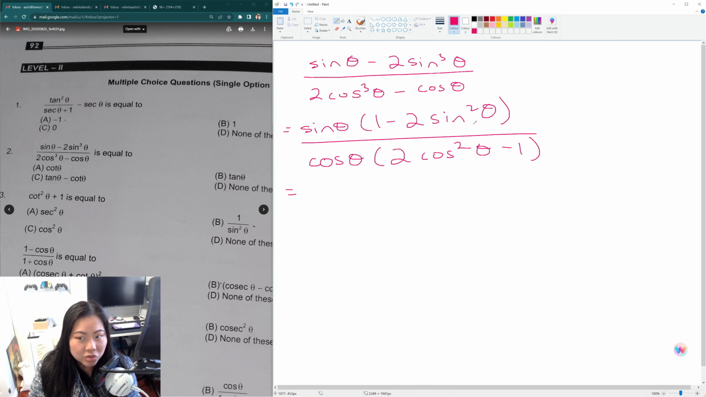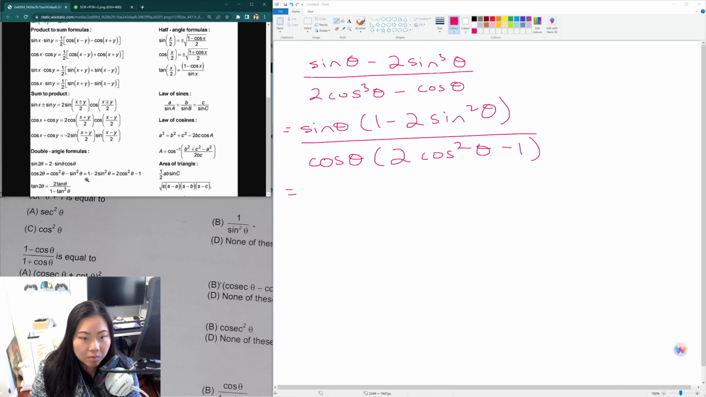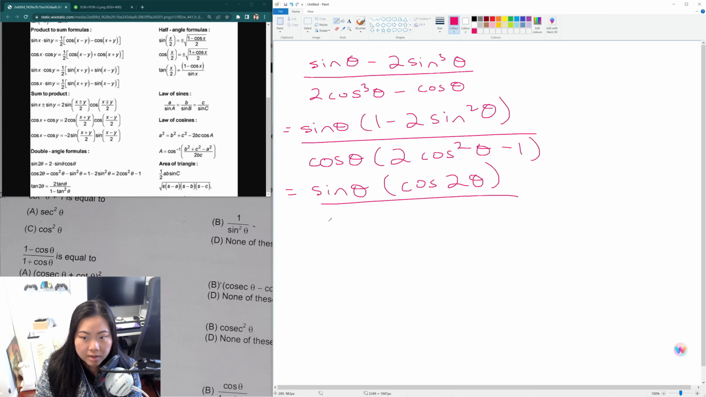So 1 minus 2 sine squared theta sounds like a trig property. So let me get that up. There it is. 1 minus 2 sine squared theta is the same as cos 2 theta. So I'm going to substitute that in. Cos 2 theta. And then 2 cos squared theta minus 1 is also cos 2 theta. So that's convenient.